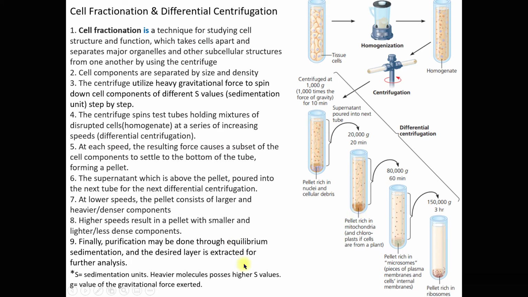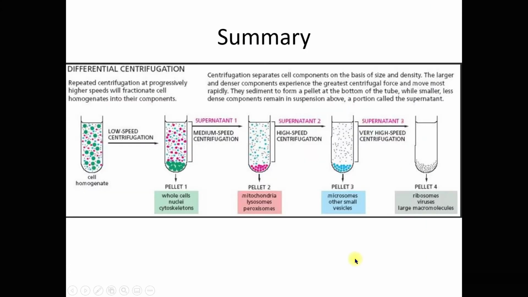Now, when it comes to S value or sedimentation units, heavier molecules have a higher S value. So we can see that nuclei have a bigger S value compared with ribosomes. So in summary, you are expected to see ribosomes as the lightest component, whereas the nuclei are the heaviest or largest component.